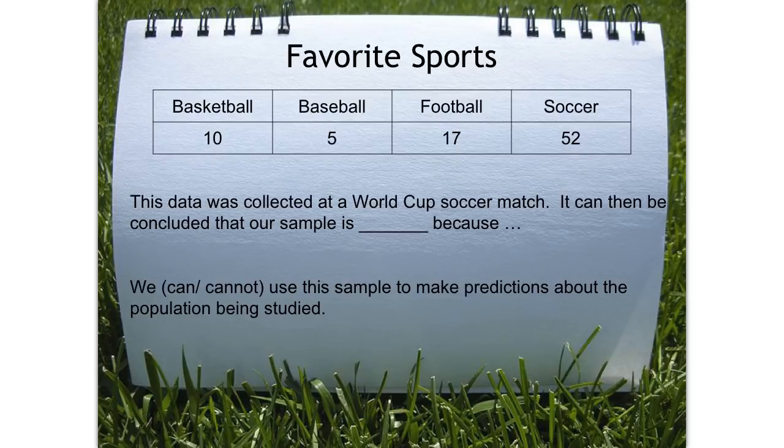All right, here is video question number 2. I forgot to type that in. Same idea. You're going to look at the data. Basketball, 10 people thought that was their favorite sport. 5 people liked baseball as their favorite sport. 17 people liked football and 52 liked soccer. Keeping in mind this data was collected at a World Cup soccer match, it can then be concluded that our sample is valid or invalid because of this reason, and it can or cannot be used to make predictions. Pause while you're working. Come back when you're ready for question number 3.